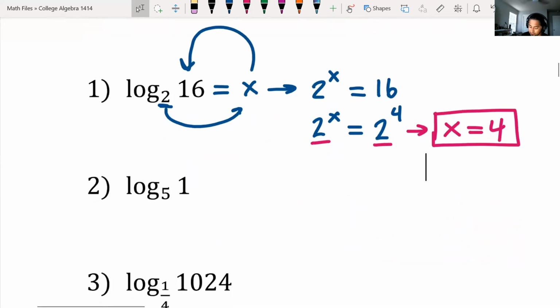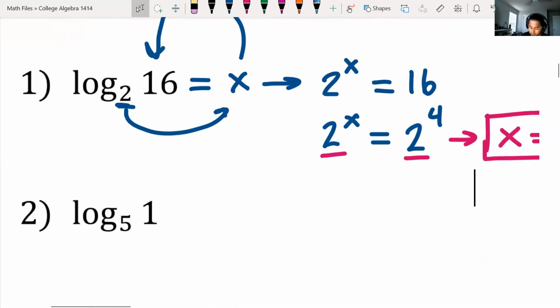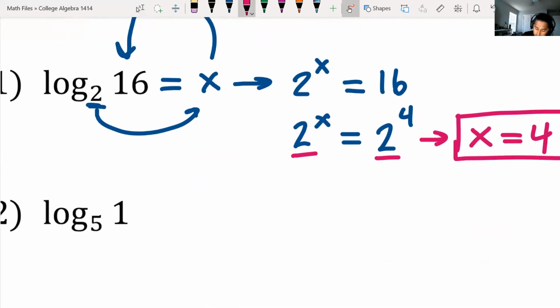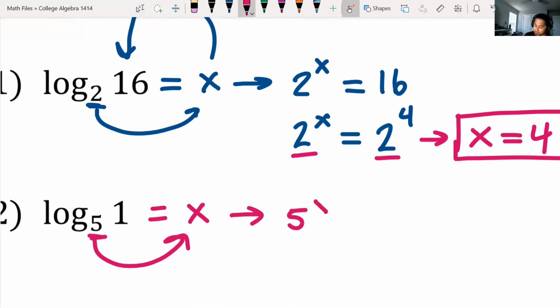Do it again. All right. So let's go ahead and set this equal to x again. And we'll convert from log to exponential. Base 5 raised to the x. So you'll get 5 to the x equal to 1.